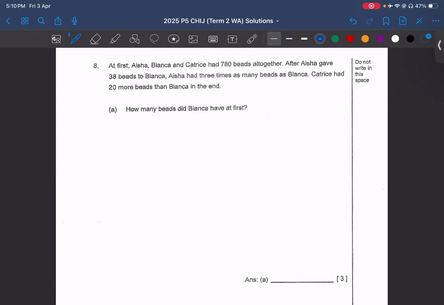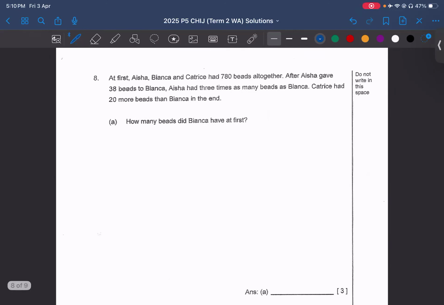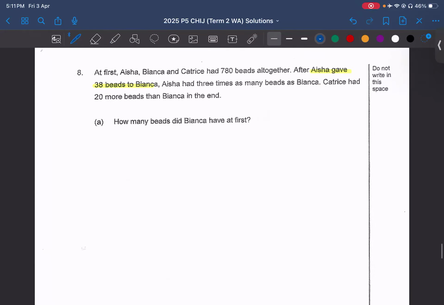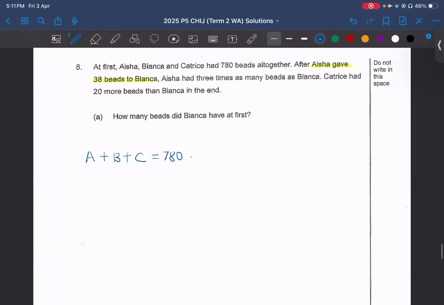Okay, so once again, we're given a before, change, after type of question. So how much they have at first, which is a total, and then a change where Aisha gave 38 beats to Bianca, and then what they have at the end, which is Aisha had 3 times as many beats as Bianca, and Catrice 20 more beats than Bianca. So we can express this as a before, change, after. What they have at first is a total. So A plus B plus C is 780 beats at first.